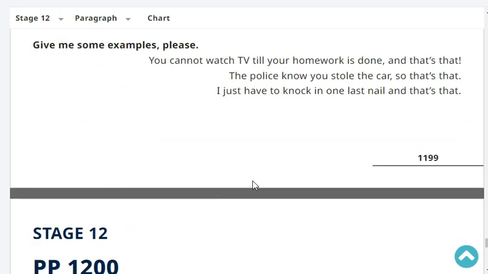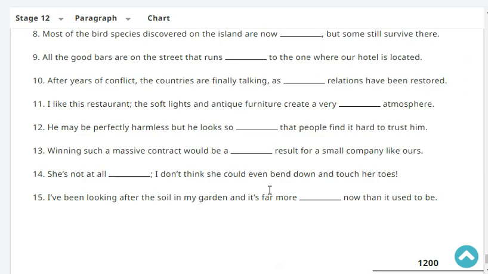You cannot watch TV till your homework is done, and that's that. One more. The police know you stole the car, so that's that. I just have to knock in one last nail, and that's that. Very good. And that's that for stage 12.